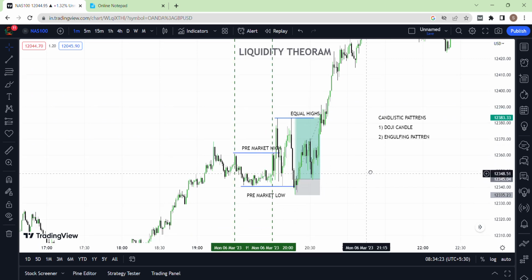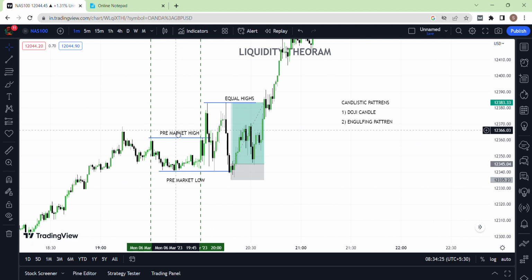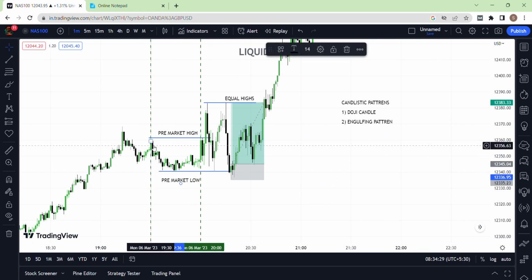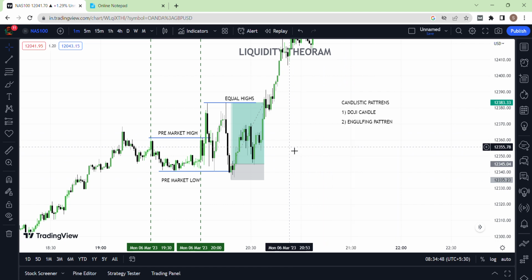So what are the things we followed basically? We marked the pre-market highs and pre-market lows. We waited for the exact opening bell at 20:00 and we waited for the liquidation of the buy side or sell side liquidity, and we don't enter. We are very careful. We don't enter once the liquidity is taken out. We enter for the confirmation candles.